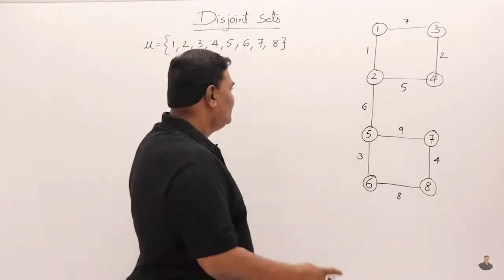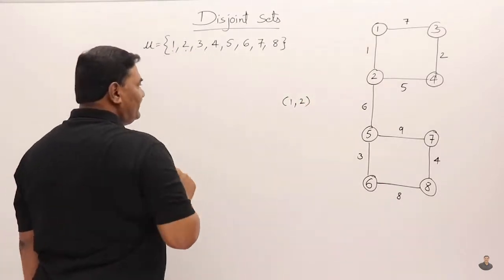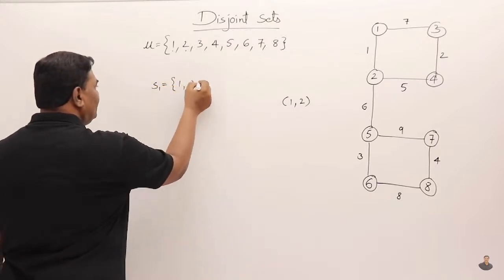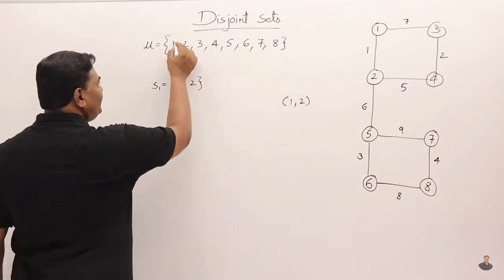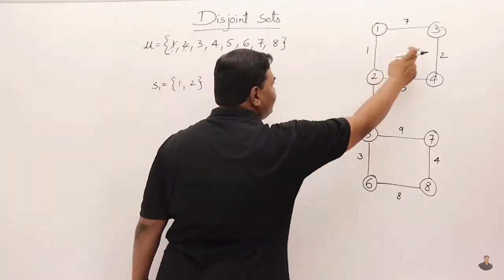The first edge is 1, 2. Find 1, it is here. And find 2, it is here. So actually they are in the universal set. So form a set for them, take 1 and 2. Perform union on 1 and 2. From this universal set they are removed and they are brought into set 1. This one.